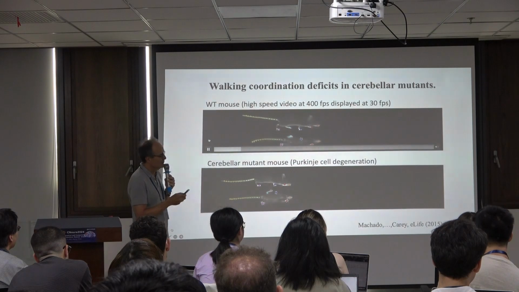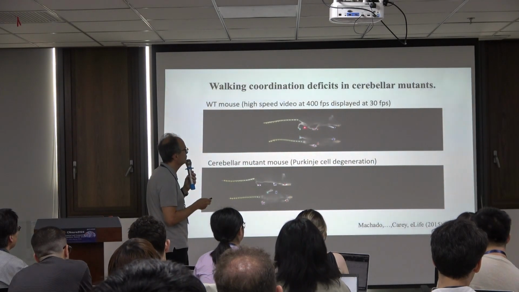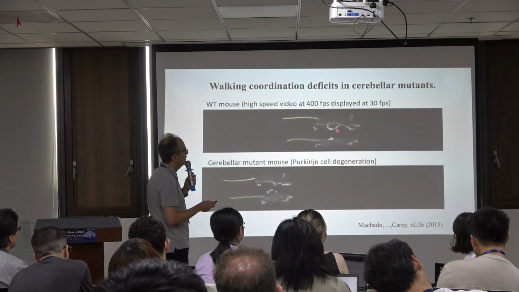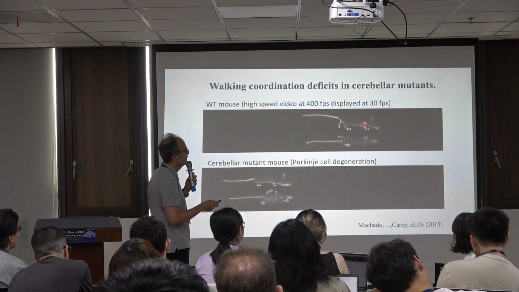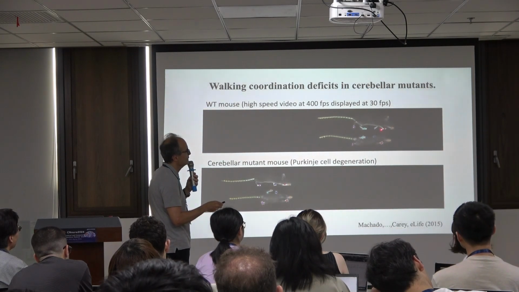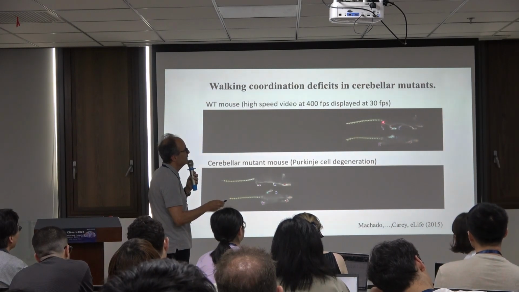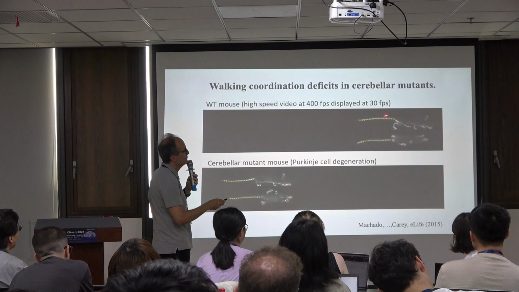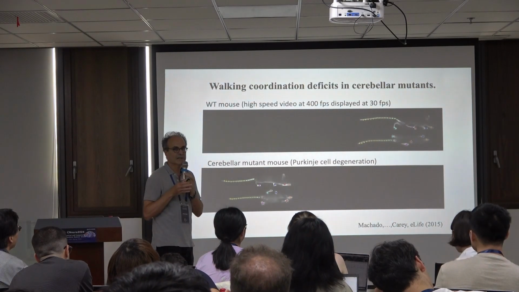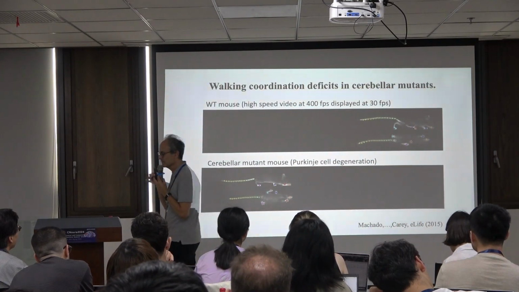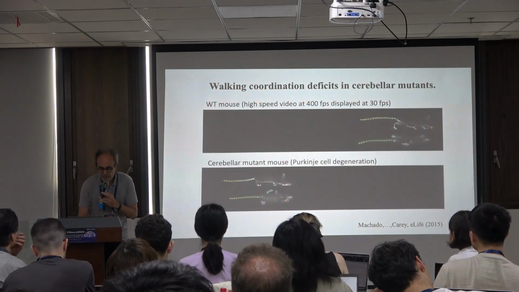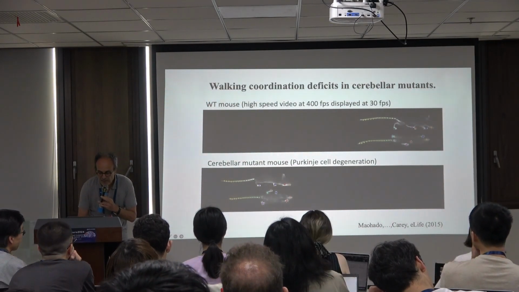So here you see that what the mouse is doing is putting these two, the front and the back, down at the same time. And it alternates very nicely. And if you look at the tail, it's quite straight. It's a nice movement. Okay, so now we can look at the cerebellar mutant.